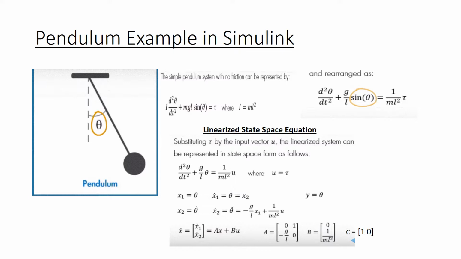Now we will show how we can implement the Kalman filter in the example of determining a pendulum's angular position in Simulink. We can see from the picture here that the linearized state equation can be represented by the equations given below. This is for small angular values of theta, so that we can linearize the system around the origin.